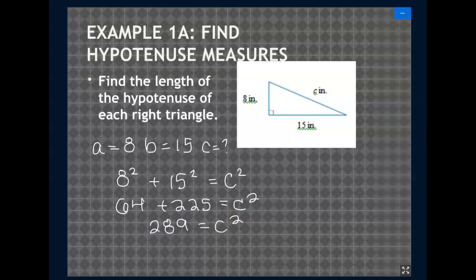289 is also a perfect square. So in order to solve for C, because I don't want C squared, we square root those sides. When you use the Pythagorean theorem and you square root those sides, you do not include a plus or a minus because length can't be negative. So the square root of 289 is 17.